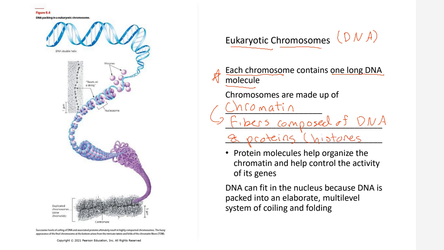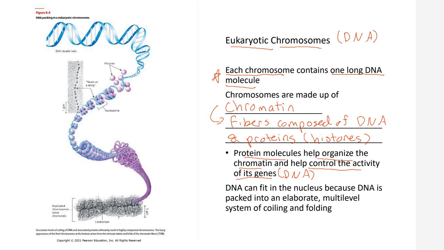So protein molecules are going to help organize the chromatin, okay, these histones are going to help organize the chromatin and help control the activity of the genes, the DNA. And this is very important. All right, I'm not going to go into more detail, but this is very important because not every single gene is going to be read in that DNA. It depends on the type of cell.